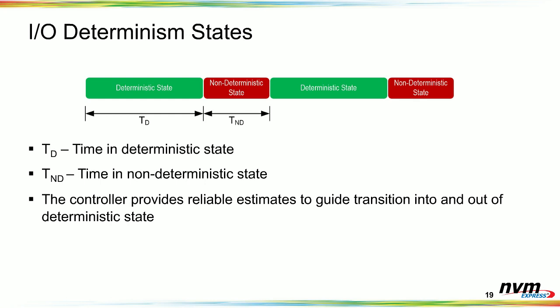So we give various parameters during these 2 states to help the host understand how much work needs to be done, and how much more time it can spend in these deterministic states.